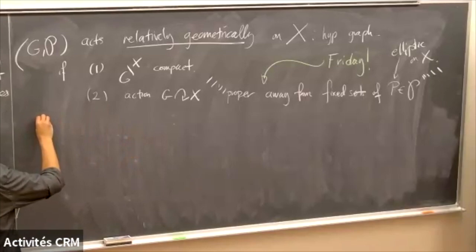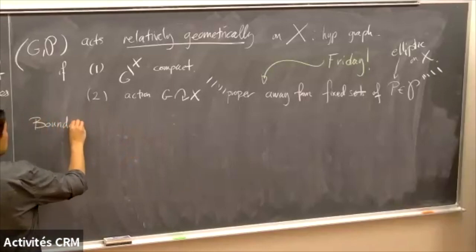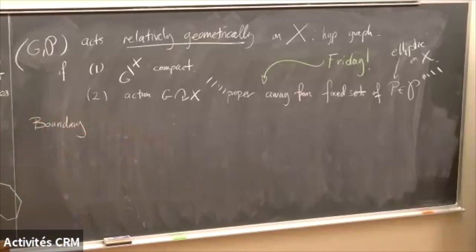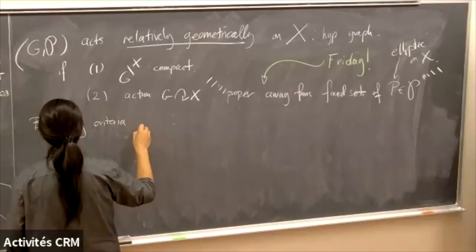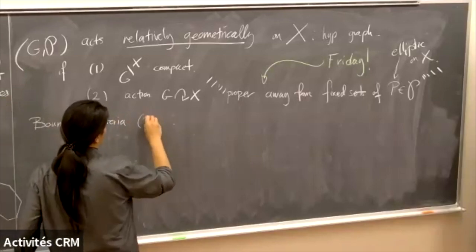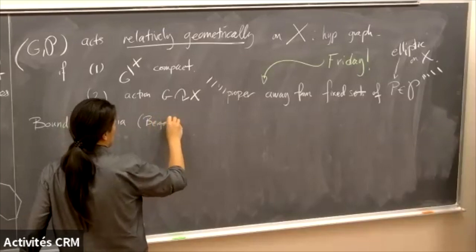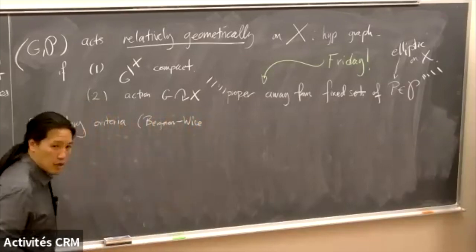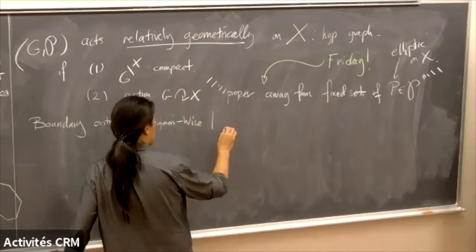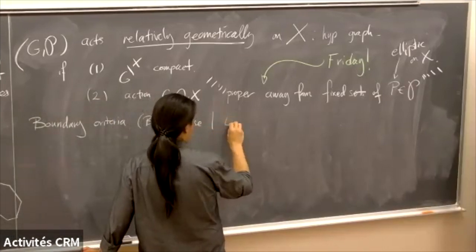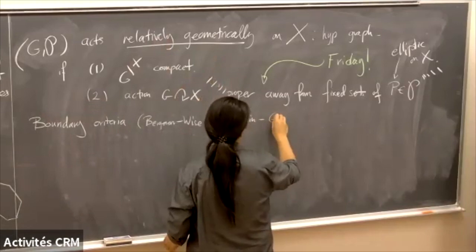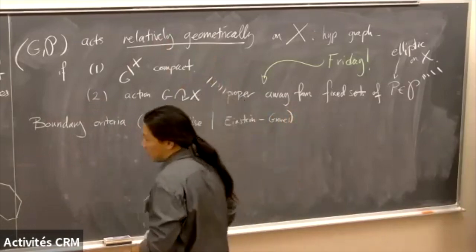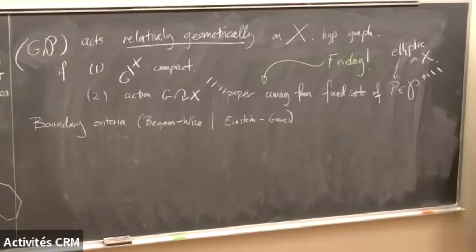One of the ways to get an action on a cube complex is to use the boundary. Okay, so there are these boundary criteria. Let me write some names. Originally Bergeron and Wise, for hyperbolic groups, and then the formulation that I'm going to describe is for relative actions, and so then you should look at work of Einstein and Groves.